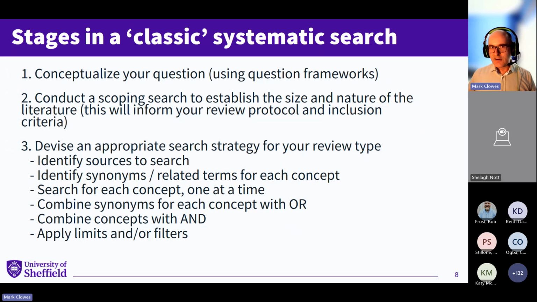Okay, before I go into some qualitative search methods, just to make sure everybody's on the same page about what I would call classic systematic search methods. So if we were doing the review of the effectiveness of a particular treatment, we'd be using a question framework off the shelf. We'd be conducting a scoping search to get a sense of how big the literature was, and writing a protocol or kind of recipe of how we were going to conduct the review, what the search was going to look like, which studies we were going to include and exclude. We'd devise a search strategy, including sources, search terms, and then we'd run that.